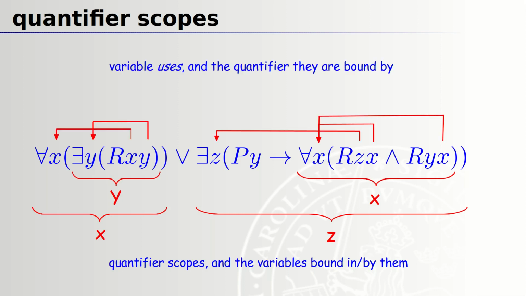Looking at the locations where quantified variables are used, these are the bound variable uses, and the quantifiers they are bound by. Which means that these two occurrences of the variable y are not bound by any quantifier. Therefore, y is what's called a free variable of this formula.